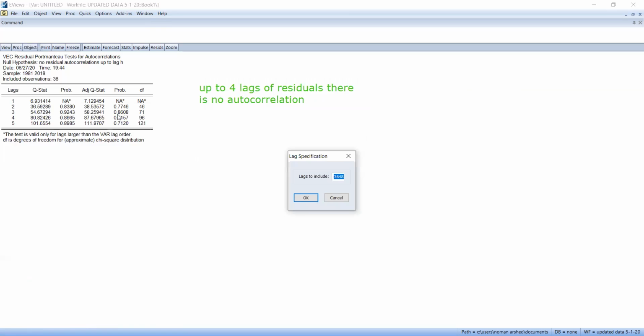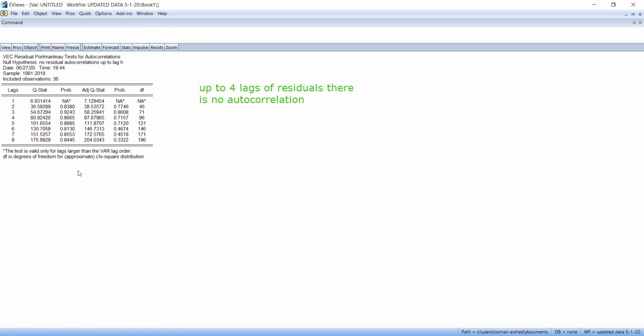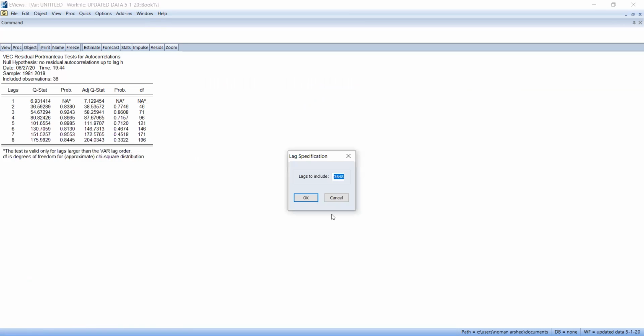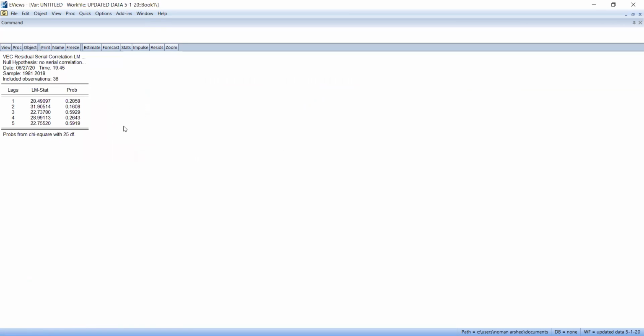But let me add 8. All of them are insignificant, so it means there is no autocorrelation. Anyway, since the model is not significant, there will be no problem in it either. So let's go forward and check more diagnostics. Then there is the LM test method. I will check it at 5. All of them are insignificant, so there is no autocorrelation.